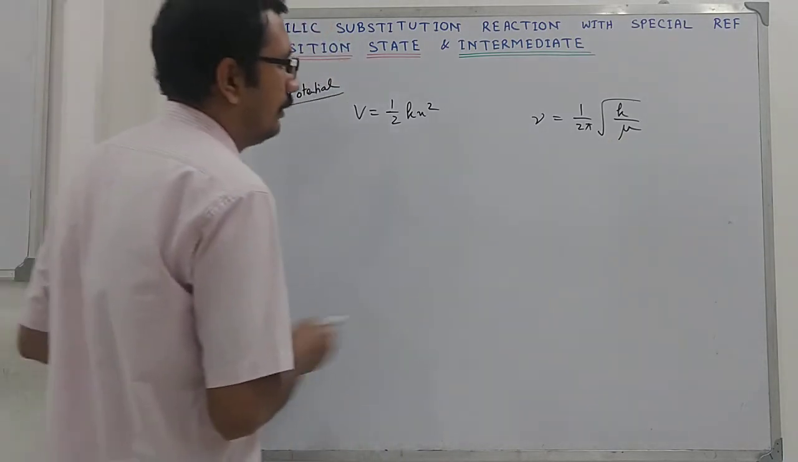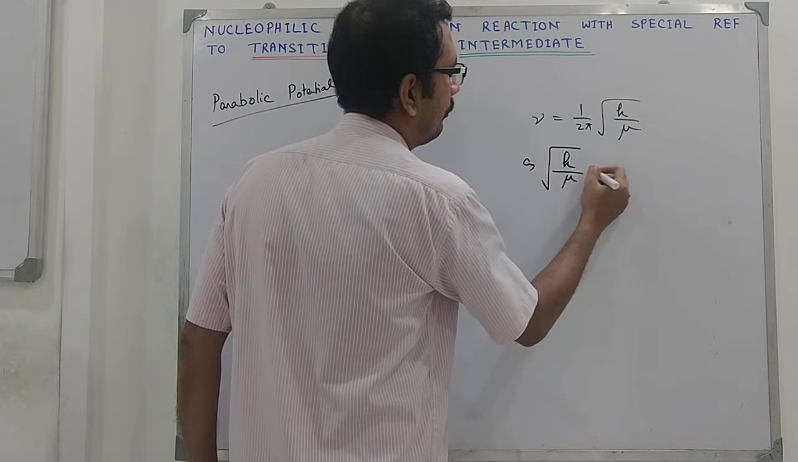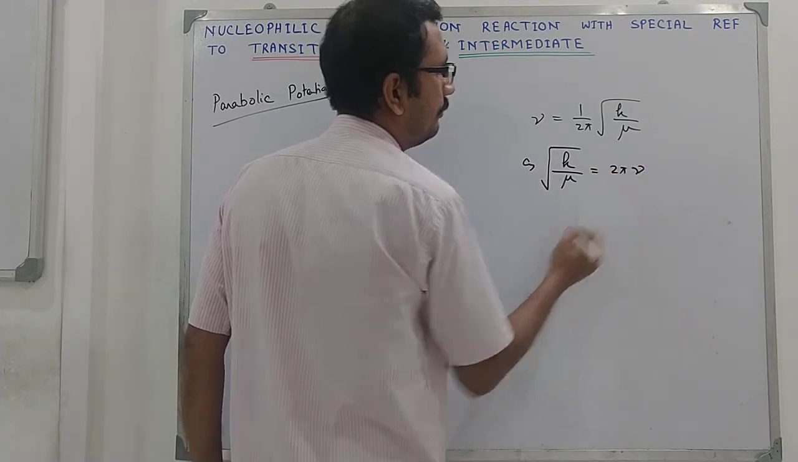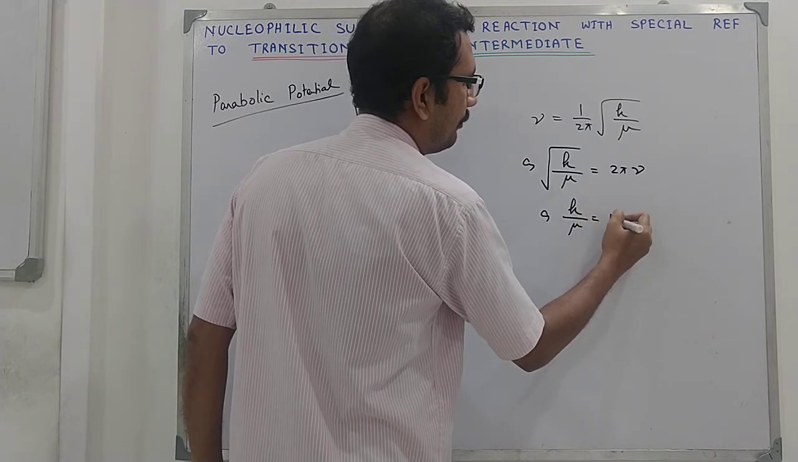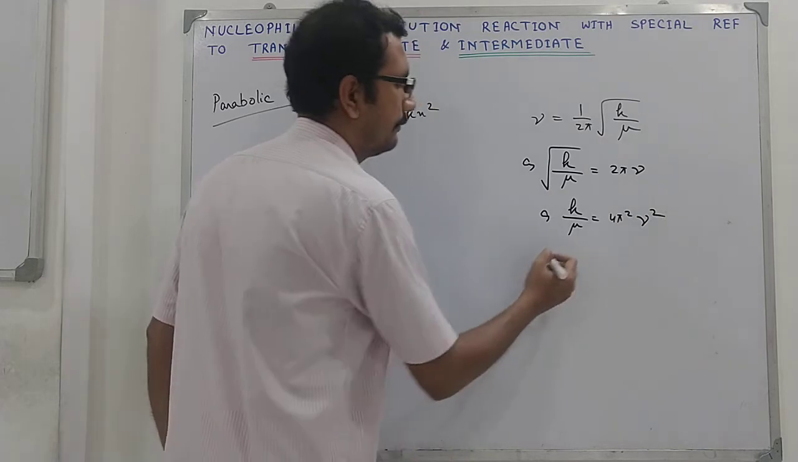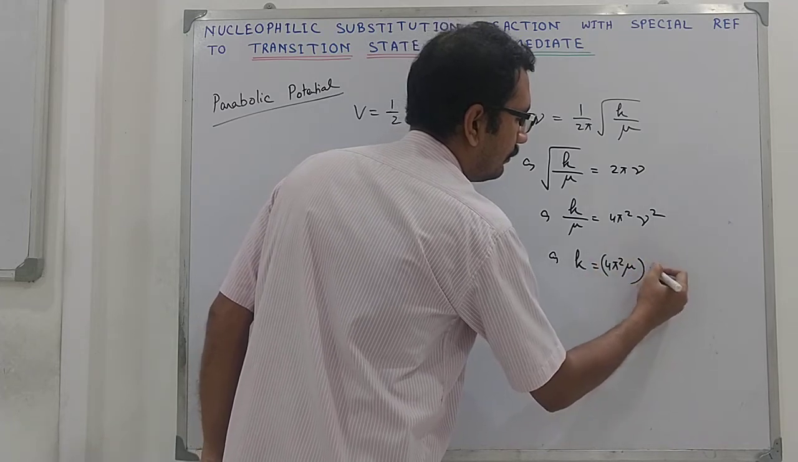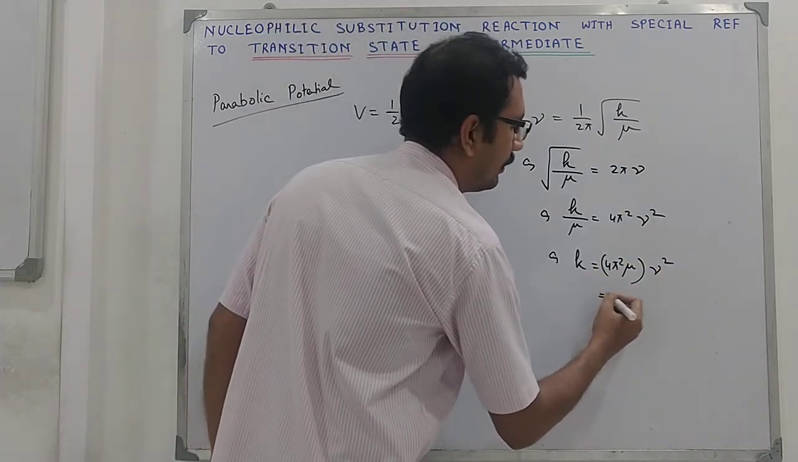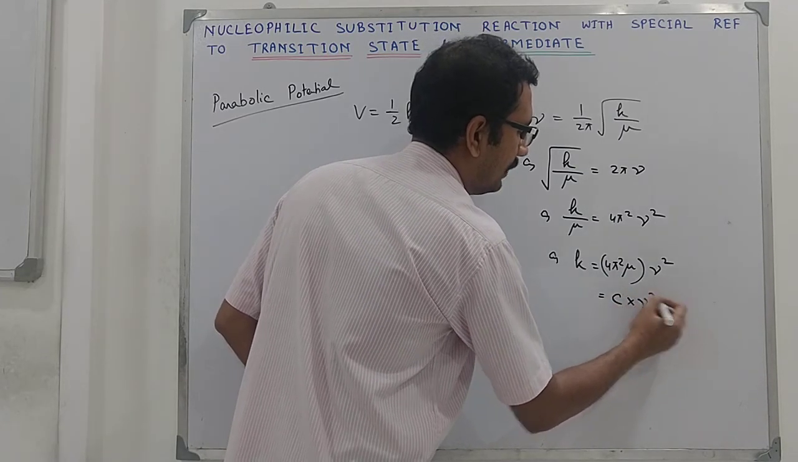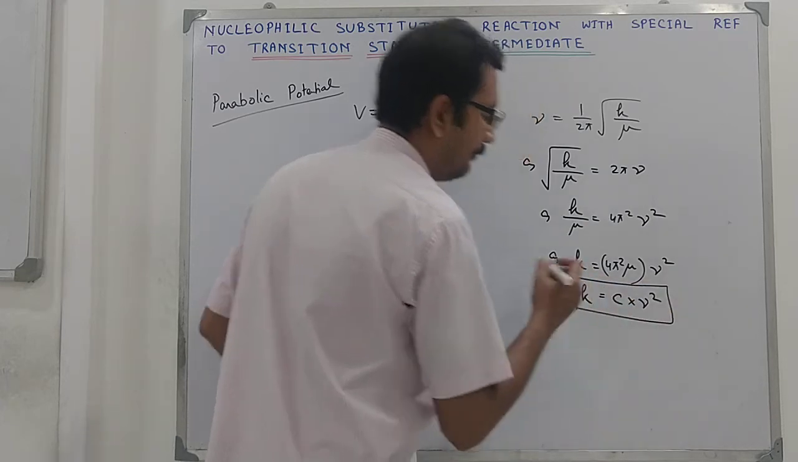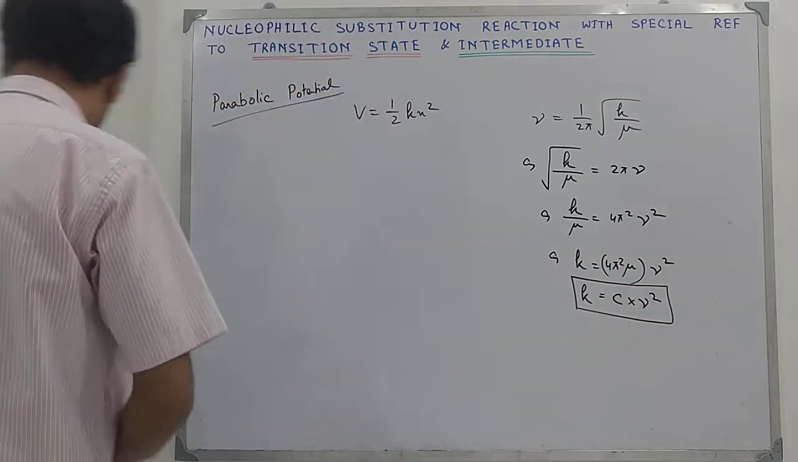Now we have root over k by mu equals 2 pi nu, or k by mu equals 4 pi square nu square, or k equals 4 pi square mu nu square, equal to some constant, say the constant is c, into nu square. So this is the definition of the force constant. Force constant is related to the frequency as k equals constant into nu square.